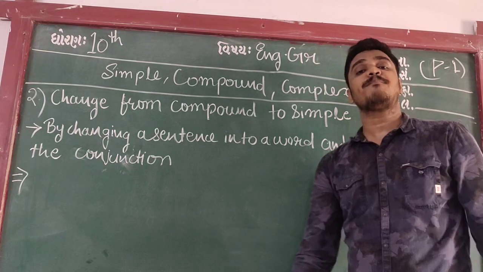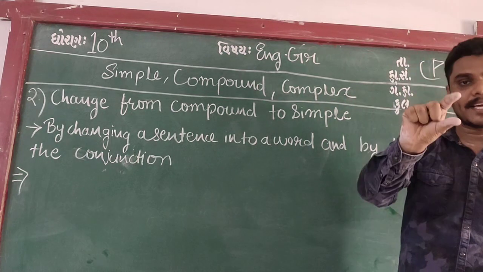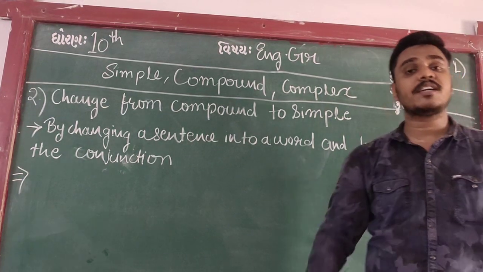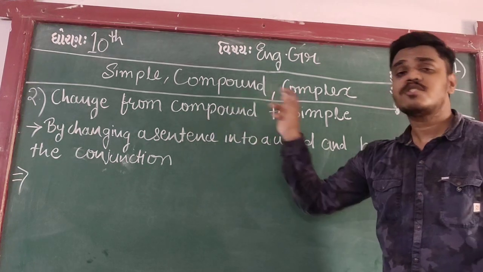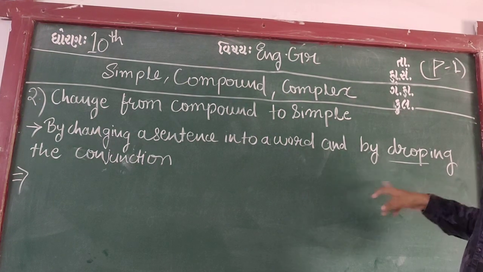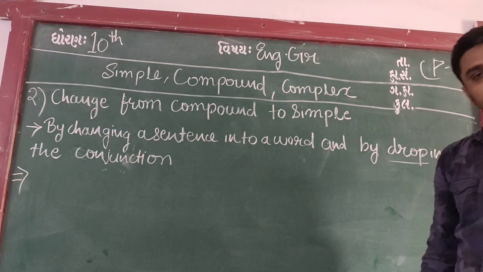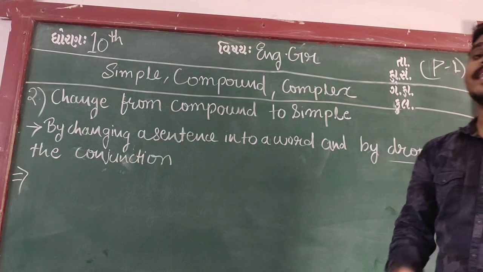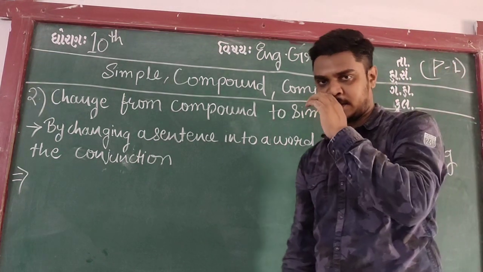Also, in simple to compound, we came to know that by adding a conjunction we can convert a simple sentence to a compound sentence. Similarly, in compound to simple, it's exactly the reverse: by dropping or removing the conjunction. You can take that example also, but I am going to explain with a different kind of example.